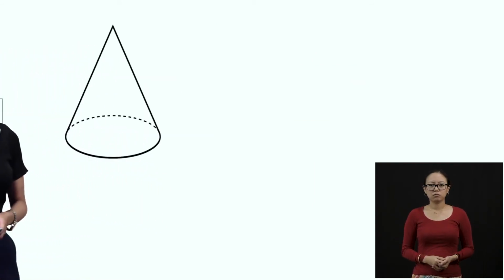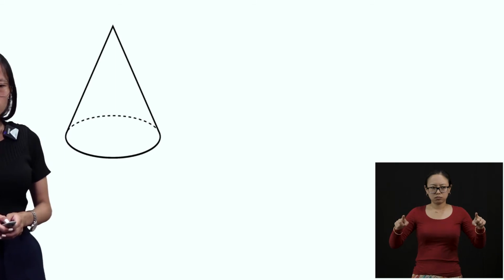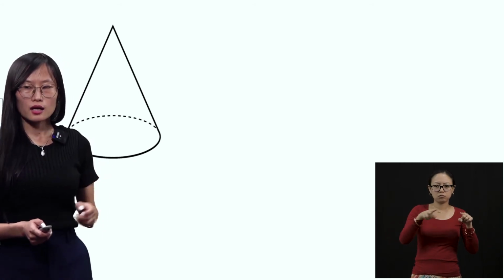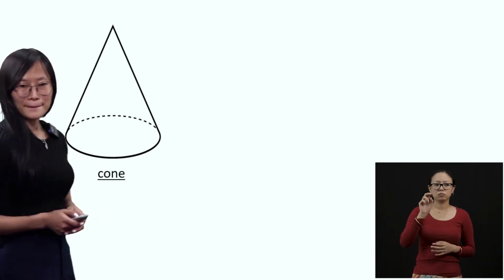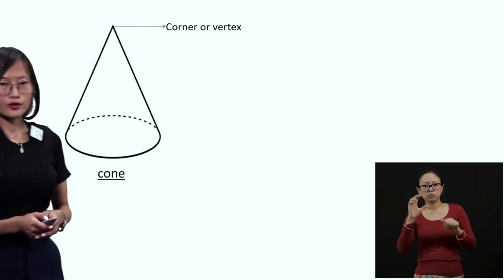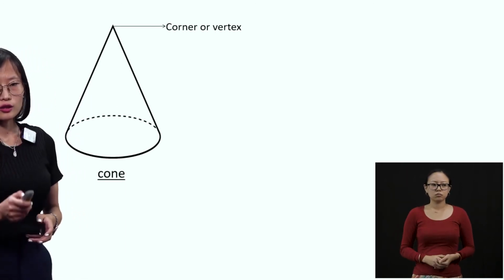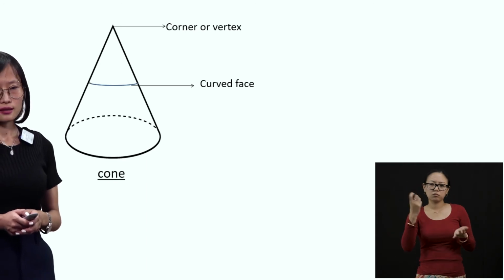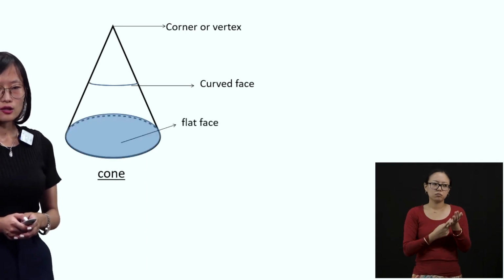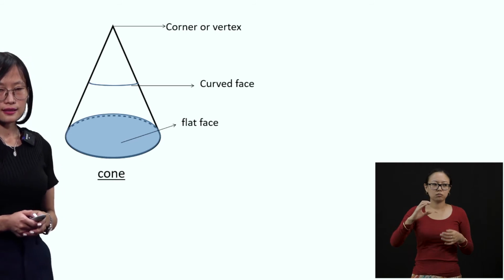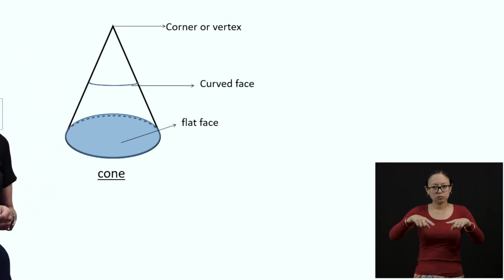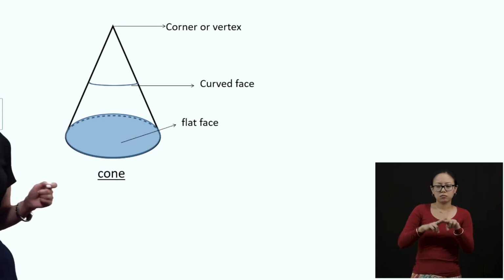Now we have a cone. A cone has 2 faces. One is a flat face and the other one is a curved face. That is called the corner or the vertex. This is called the curved face, and this is called the flat face. You can take an example of an ice cream cone or a birthday cake.